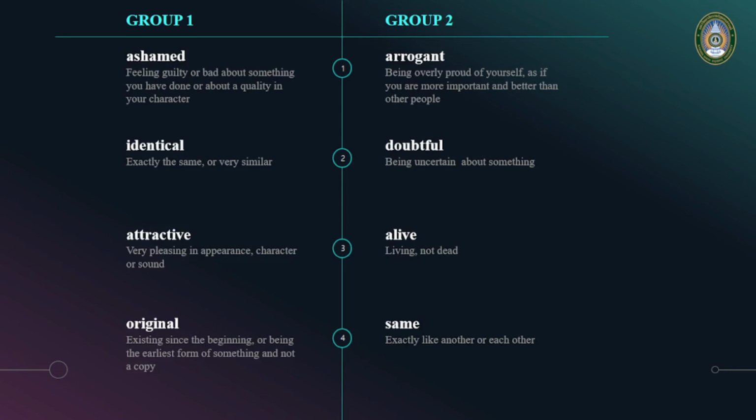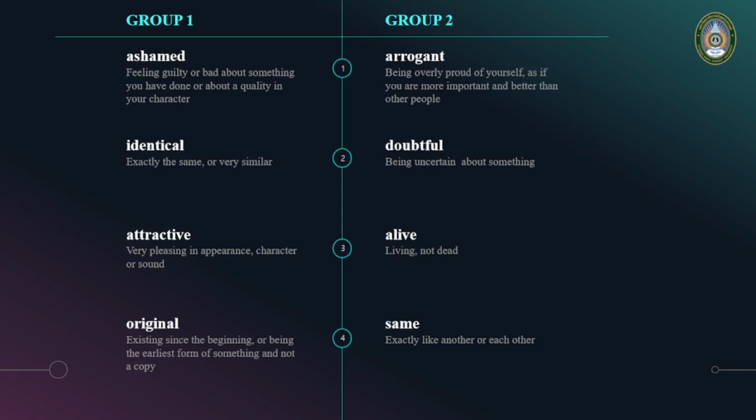Ashamed and arrogant, do you think they mean something similar? If they don't, then check the next word. Ashamed and doubtful. Ashamed and alive. Ashamed and same. Do you think these four words have a similar meaning? Ashamed, feeling guilty or bad about something you have done or about a quality in your character. Arrogant means being overly proud of yourself, as if you are more important than other people.